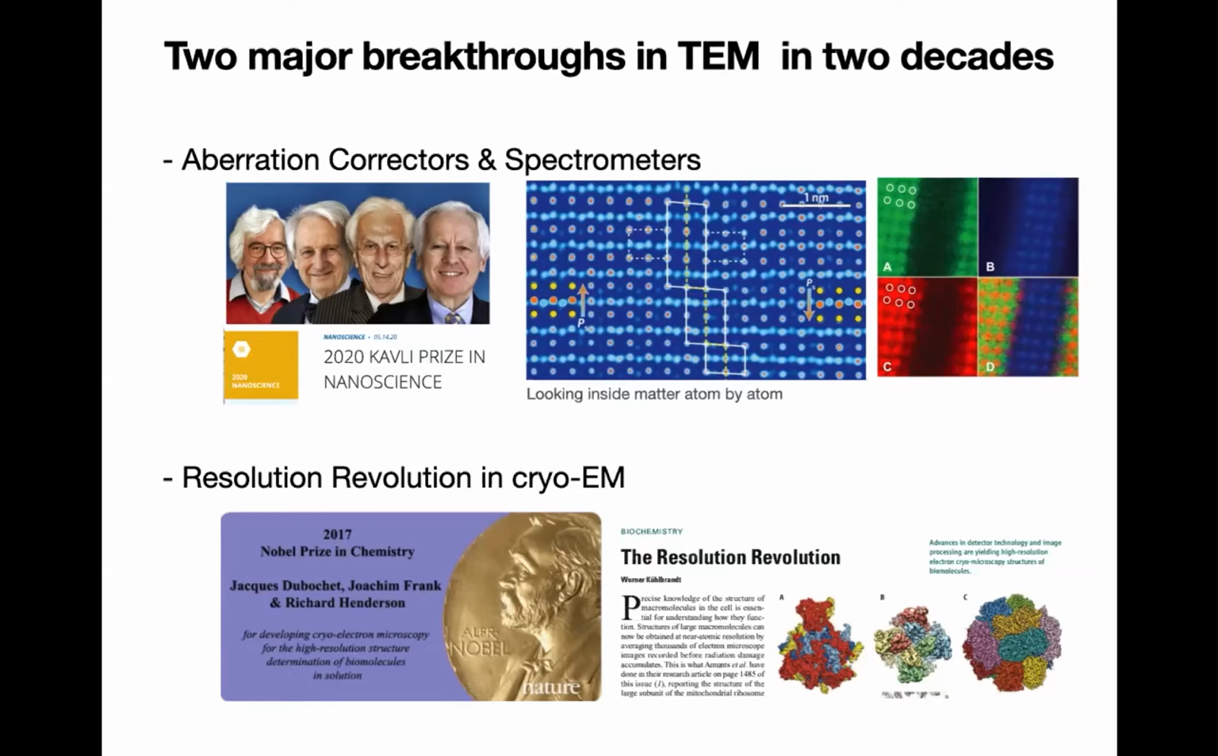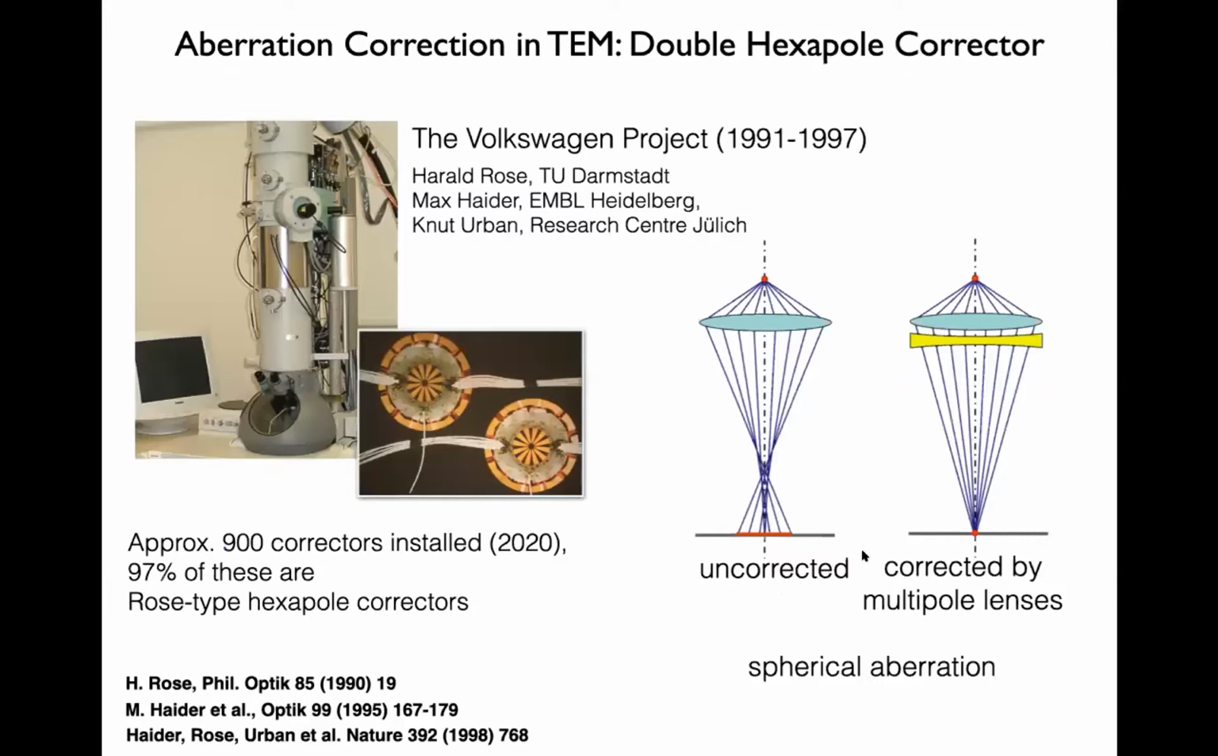For material science, it's, as I said, mostly the aberration correctors, which made a big impact. And I was happy to be part of the development around the prototype microscope in Jülich. Back then, I entered just shortly after the Volkswagen project, which was run by Harald Rose, Max Haider, and Knut Urban. And they developed the so-called hexapole type corrector, which is seen here in the prototype microscope as the silverish part.